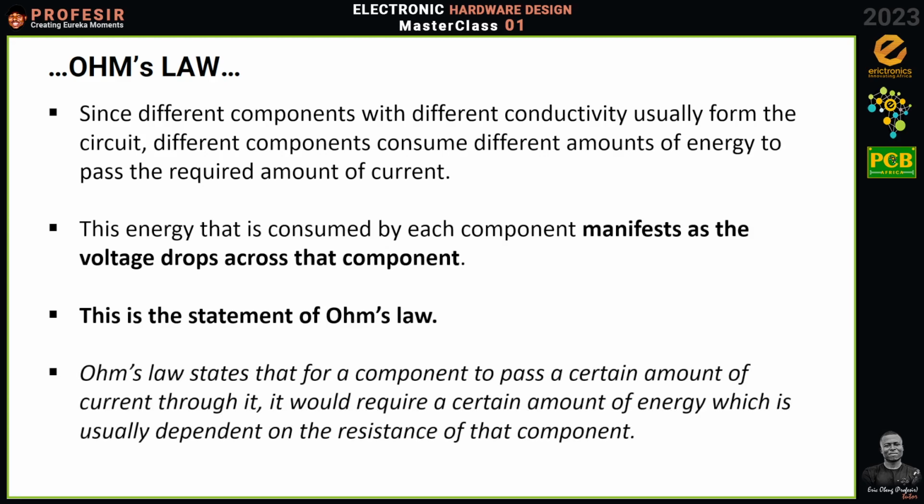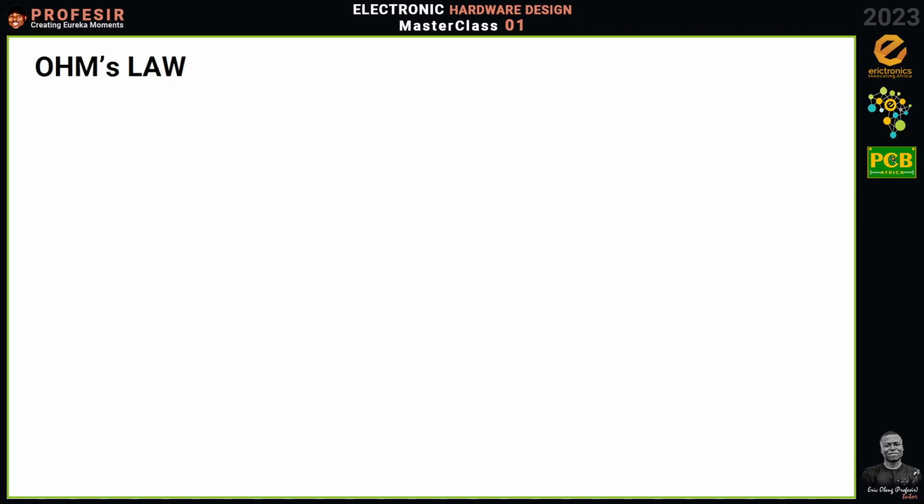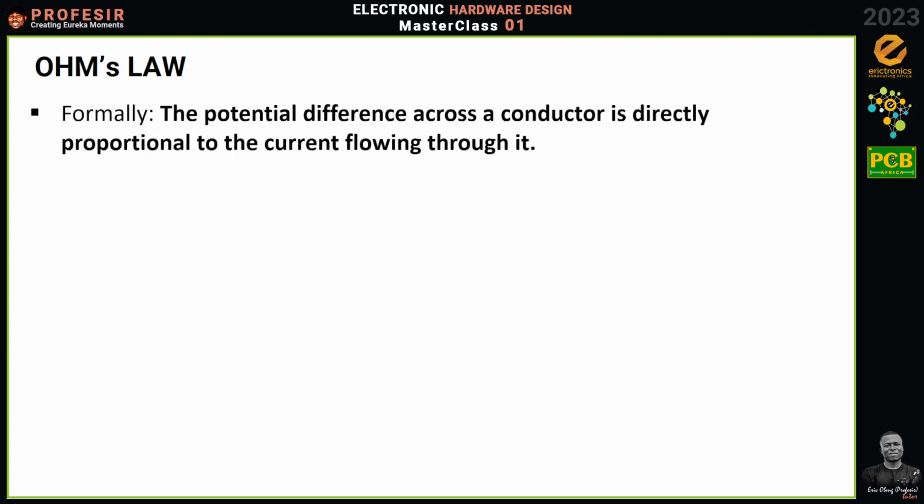And that is basically what Ohm's law was talking about. So it says that for a component to pass a certain amount of current through it, now, this is me paraphrasing, right? It would require a certain amount of energy, which is usually dependent on the resistance of that component. So this is me rewriting Ohm's law in my own understanding. Is that okay? So formally speaking, we say that the potential difference across a conductor is directly proportional to the current flowing through it. Is that okay?